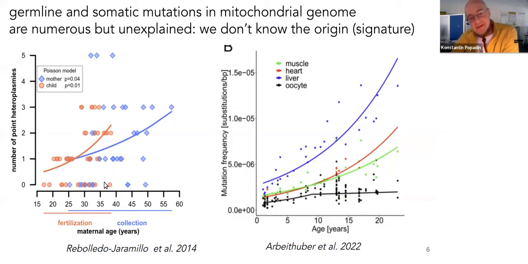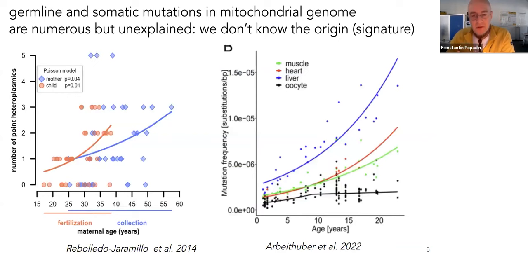Okay, the same trend we can see in somatic mitochondrial mutations, which happen in different tissues. And this is work dedicated to macaque. And we see different tissues: oocytes, liver, heart, muscle, and everywhere there is a positive trend, that mutation frequency is increasing with age of our organism.